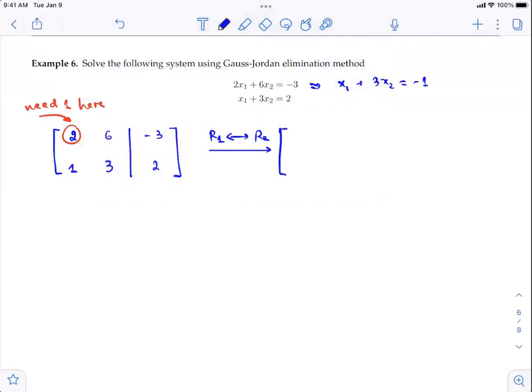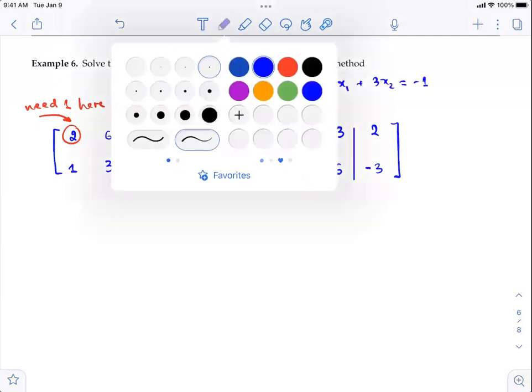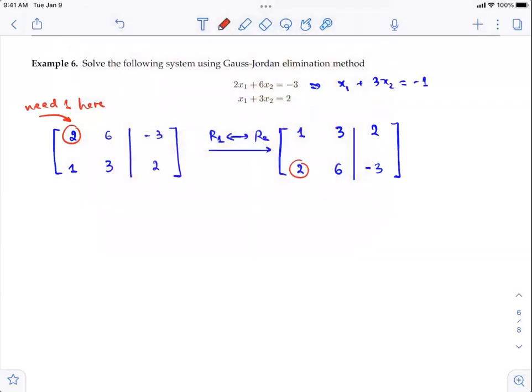And now row 2 becomes row 1 and row 1 becomes row 2. So row 1 now has the entries 1, 3, 2. The second row now has entries 2, 6, -3. Okay, good. You have the leading 1 in the first row. That means the entry below that has to be equal to 0. So we need this 0 here. And this is a +2.